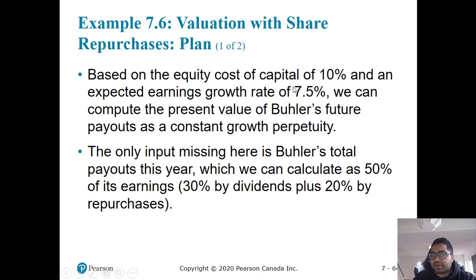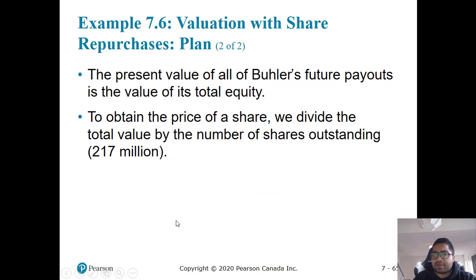Based on the cost of equity of 10% and the earnings growth rate of 7.5%, we compute the present value of future payout as a constant growing perpetuity. The only input missing is total payout this year, which we can calculate as 50% of its earnings, 30% by dividends and 20% by repurchases. The present value of the company's payout is the value of total equity. To obtain the price per share, we divide the value by the number of shares outstanding.